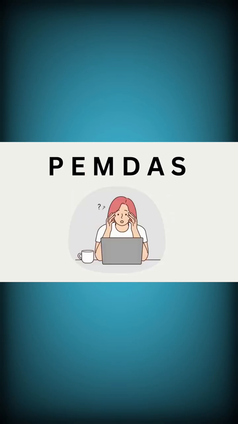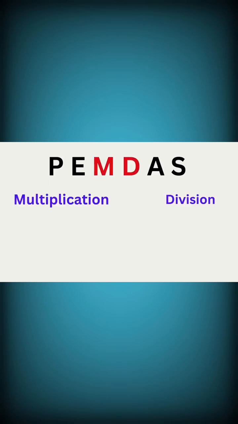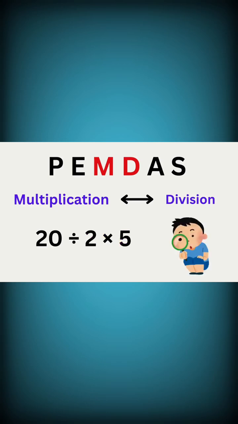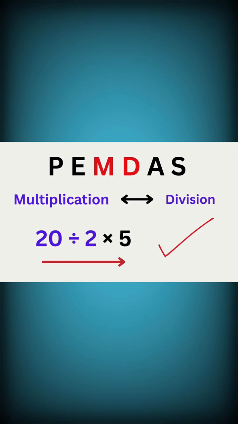Then comes the part that trips up most people: multiplication and division. These are on the same level in priority. So you don't always multiply first just because it comes earlier in the phrase. Instead, you scan the problem from left to right and do whichever of the two appears first.